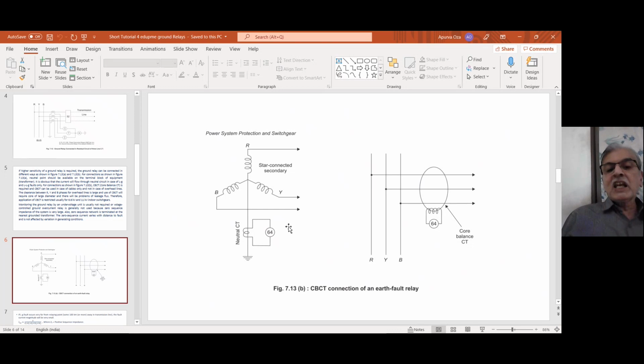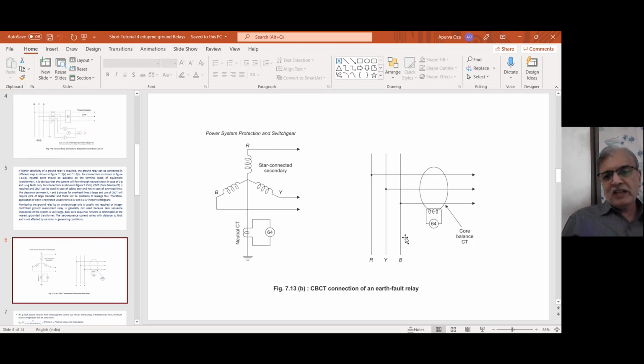And here it can be more sensitive because there is no problem of mismatch between three CTs, because there is only single CT now. That is the reason why you can make the relay more sensitive. But obviously, the neutral point in power system has to be available for such a connection.